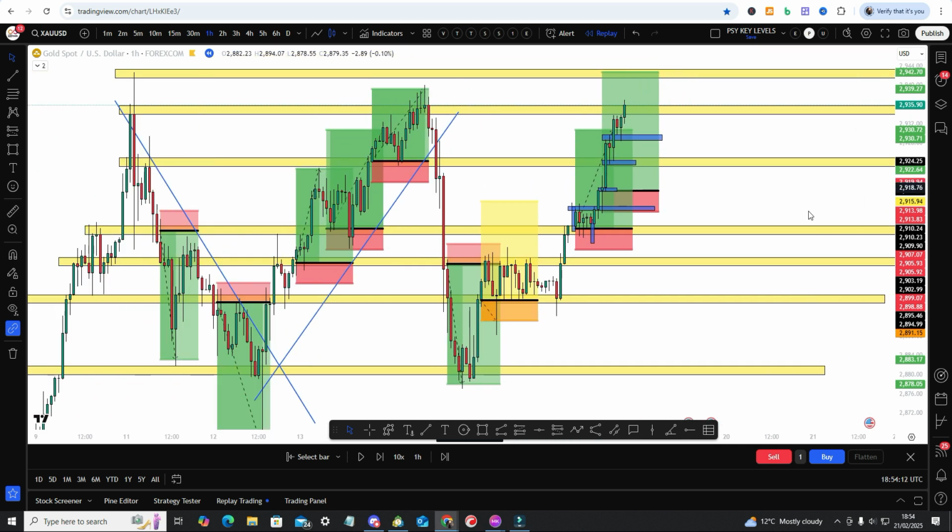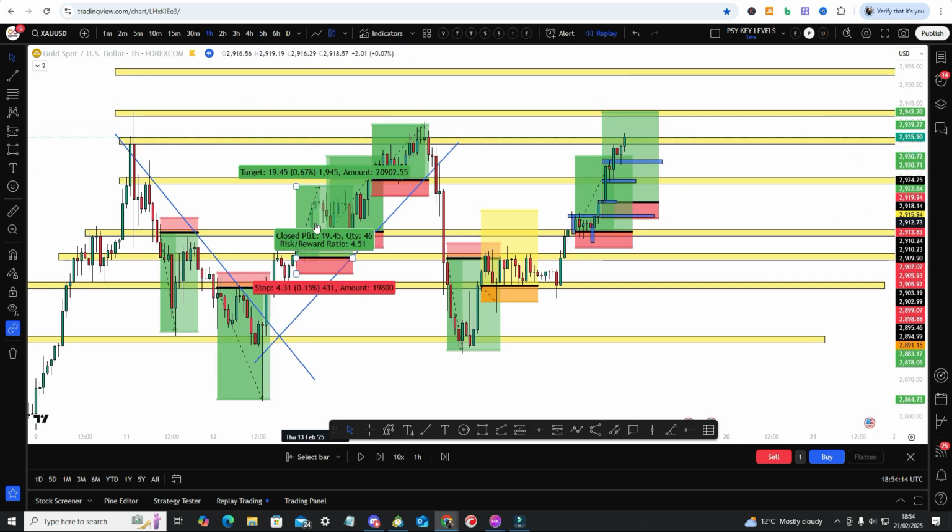But yeah, I hope you found value from this. Just add confluences, find yours. If you're adding confluences, guys, you're just adding more edge for your strategy, for your trading system, for your career.